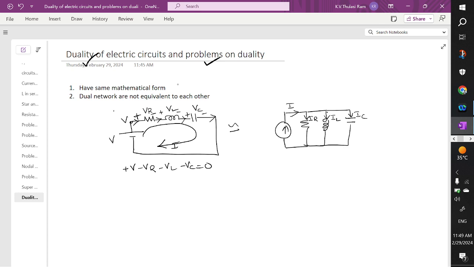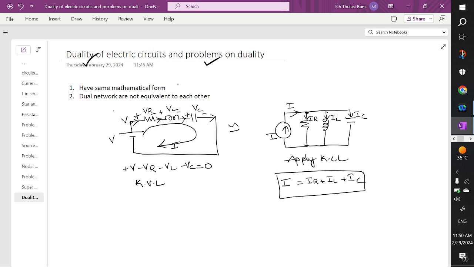But when you come to the dual, where we applied Kirchhoff's voltage law before, now we are going to apply Kirchhoff's current law. So the total entering current is I. Apply KCL at this node. How many entering branches are there? I is entering, and leaving are IR plus IL plus IC. So the dual of this network is this network.